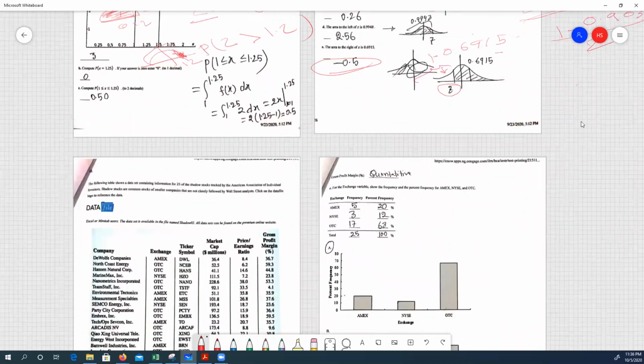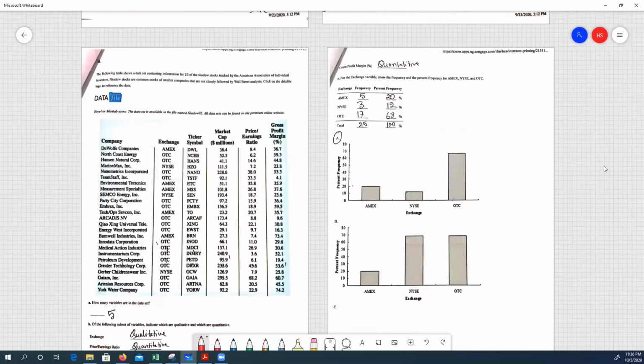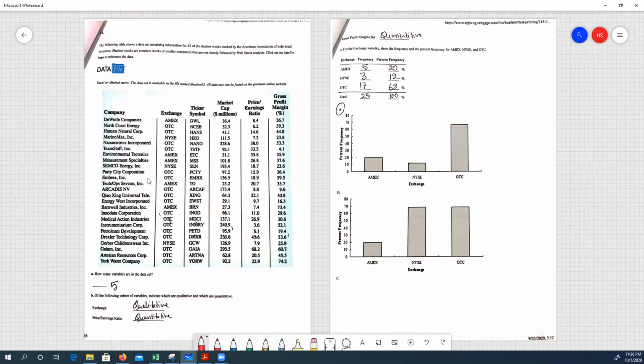So next one is, okay, here you are given a data table. The first one is the company name, and this is the available data about this company. This is the data file. This is the information about this company. So here this is the company name.